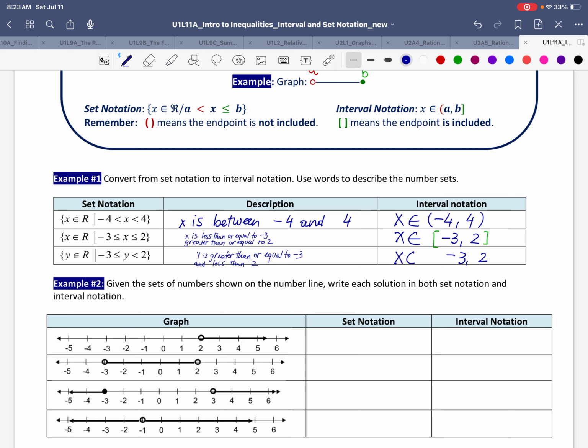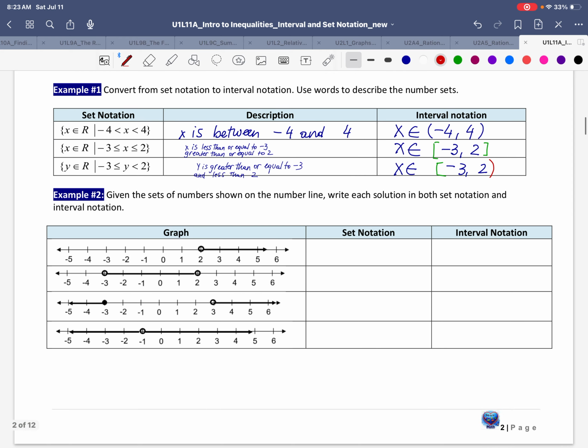y belongs to the set of these numbers, and now we have to pay attention to brackets. We want negative 3 to be part of the set of numbers, part of the interval, so therefore we're going to use a square bracket around negative 3, and we're not interested in including the value of 2 in it, so that means that we're going to put a round bracket around it.